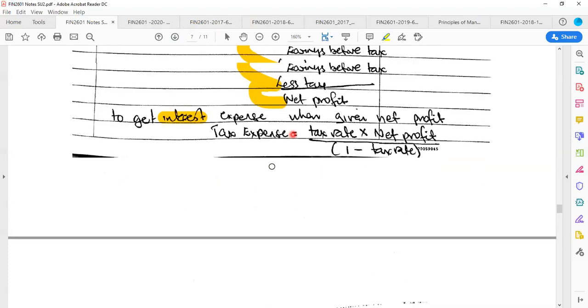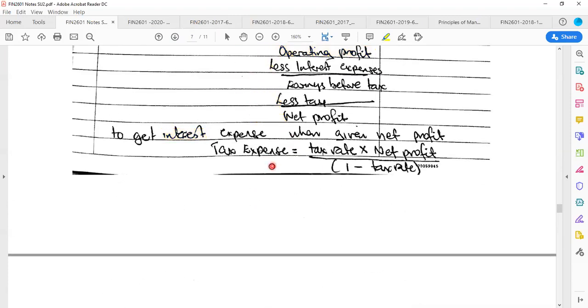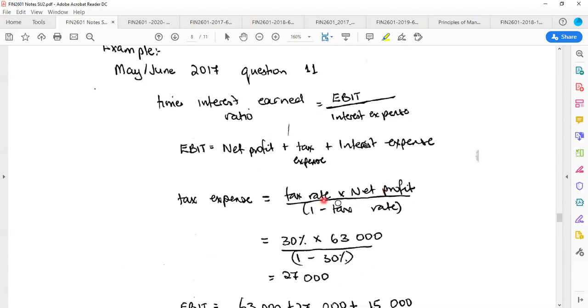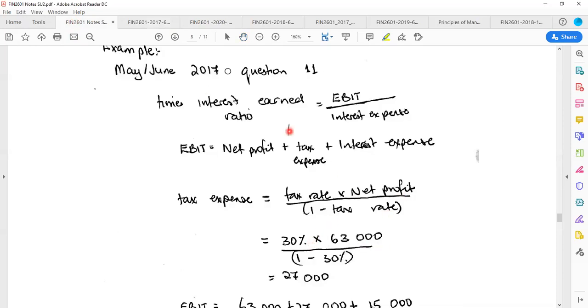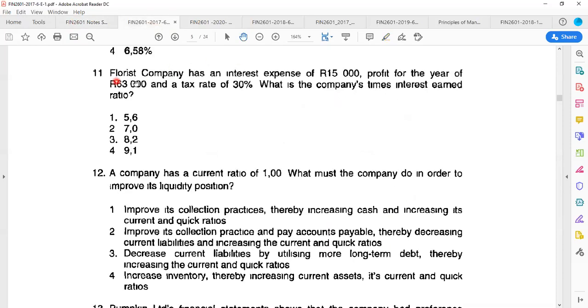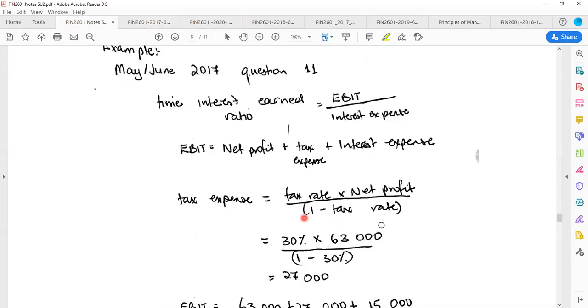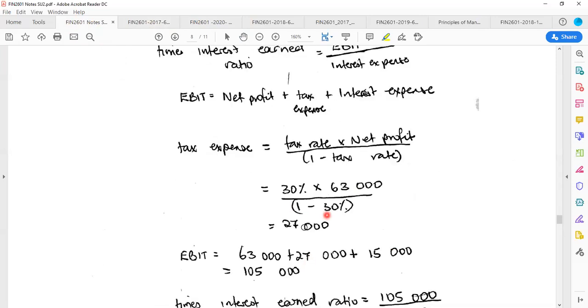So that's where I said that the tax expense is calculated using this formula. We just say tax rate times net profit over 1 minus tax rate. Our tax rate is 30%, right? So we say 0.3 multiplied by the net profit of 63 divided by 1 minus the tax rate, divided by 1 minus 30%, and we get 27,000.